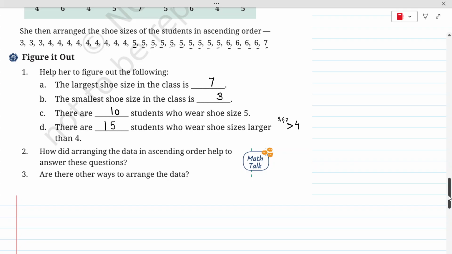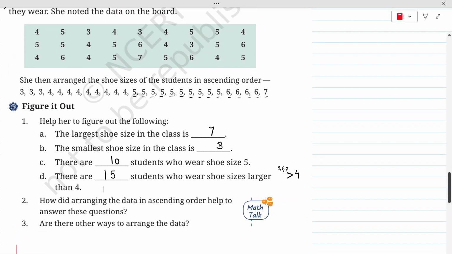Okay, so do you feel that arranging this data in ascending order has helped us? Yes, it has helped us because we can easily figure out. Yes, it has helped. Okay, and how has it helped?